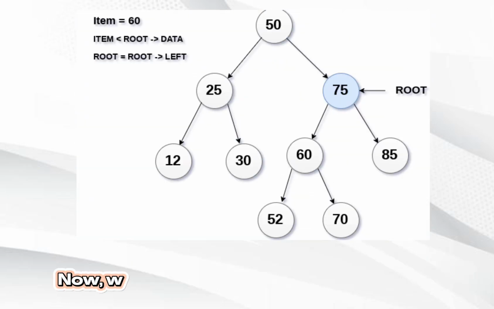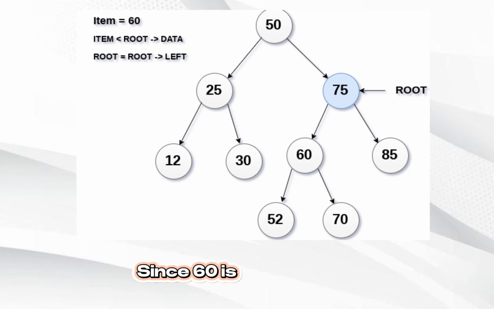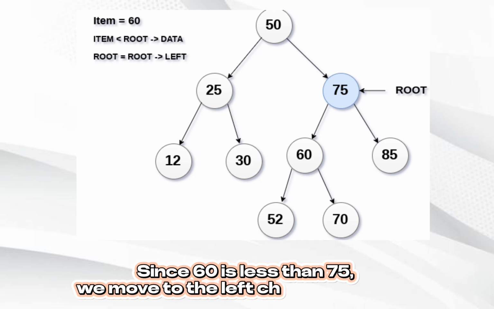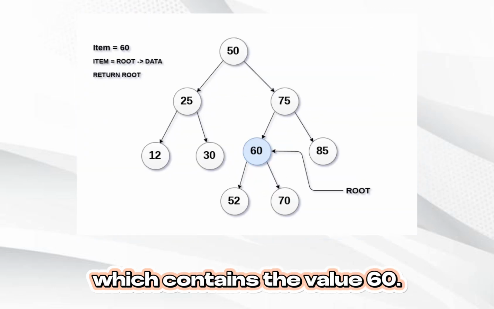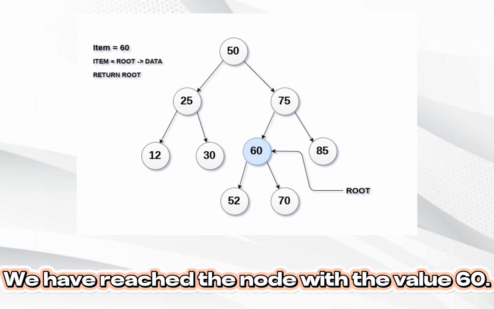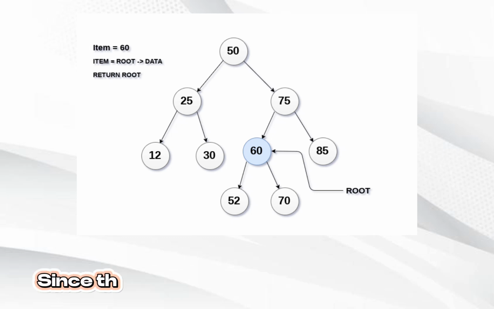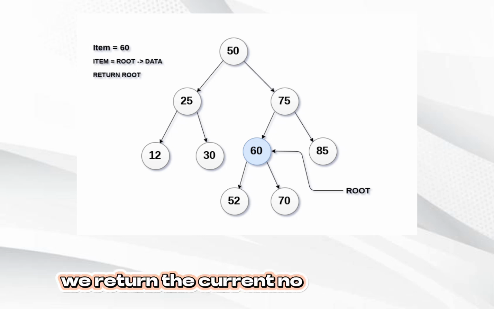75. Now, we are at the node with the value 75. Since 60 is less than 75, we move to the left child of this node, which contains the value 60. We have reached the node with the value 60. Since the item matches the value of this node, we return the current node as the result.